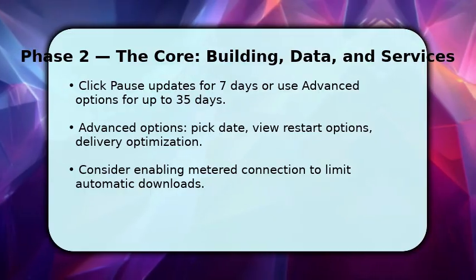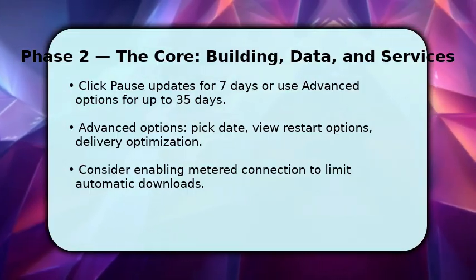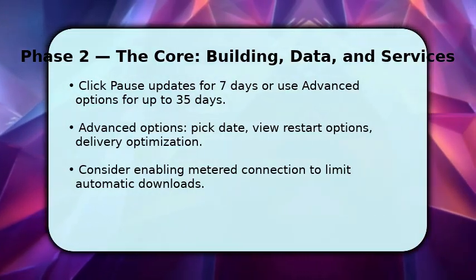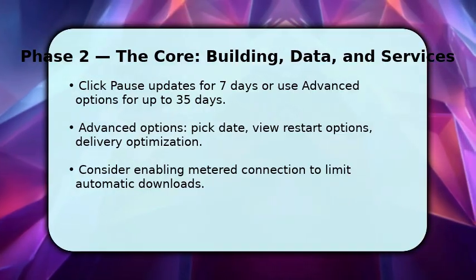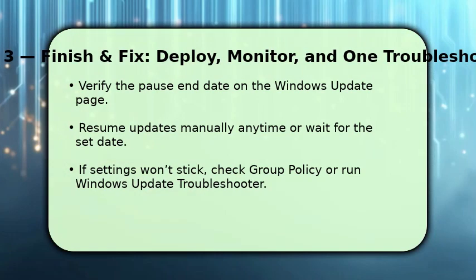If you want fewer downloads overall, set your network as a metered connection. This reduces automatic updates and helps bandwidth. Finally, confirm the pause by checking the pause end date on the Windows Update page. It should show when updates will resume.